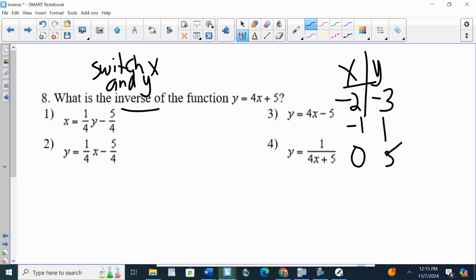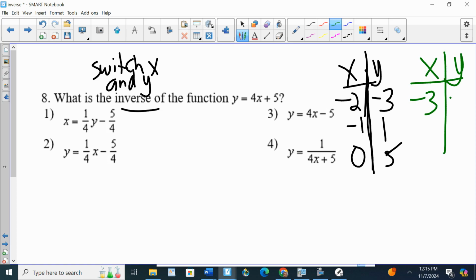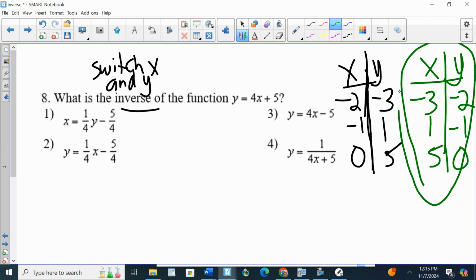I would pick 3 points. Now, if I'm finding the inverse, I'm going to have to switch x and y. So if I switch x and y, -2, -3 is going to be -3, -2. -1, 1 is going to become 1, -1. 0, 5 is going to become 5, 0. This is the table I want. So now I'm going to go through each choice. I'm going to type it into the calculator, and I'm going to see which one passes through those points.